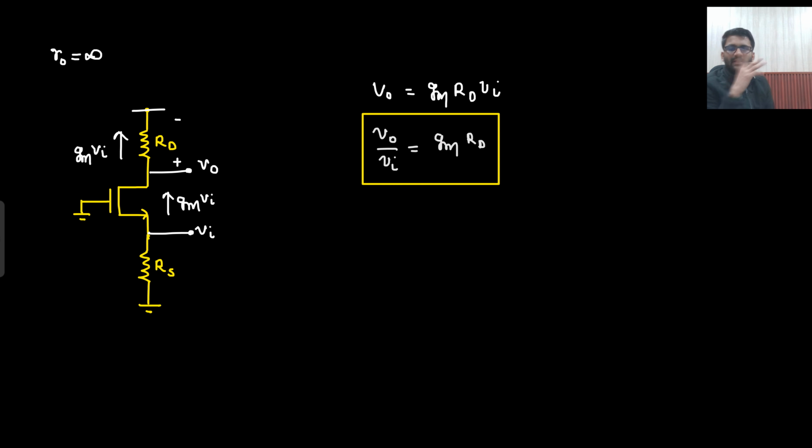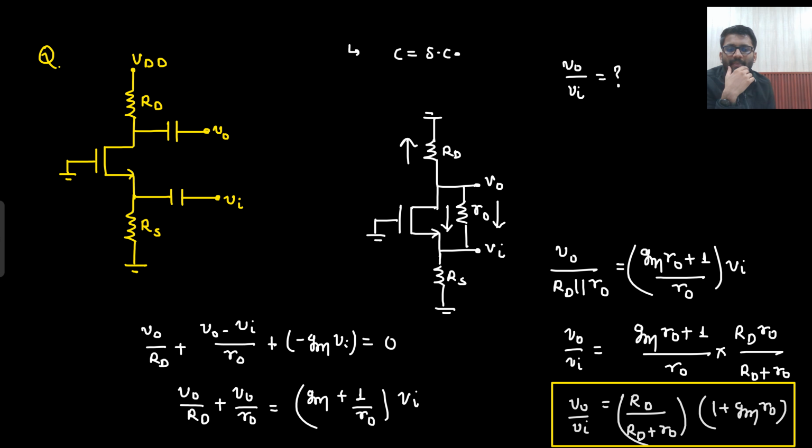But just one thing clicked to me. What is the current in downward direction? V in by RS, right? And what is the current in upward direction? V naught by RD. Am I doing anything wrong here? V in by RS is the current in downward direction. V naught by RD is the current in upward direction. Say yes or no. Is there any issue about that? No. And both currents will be equal.